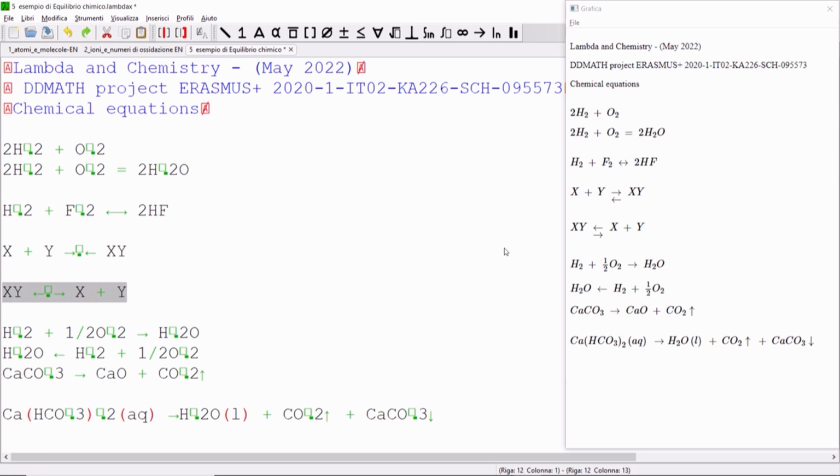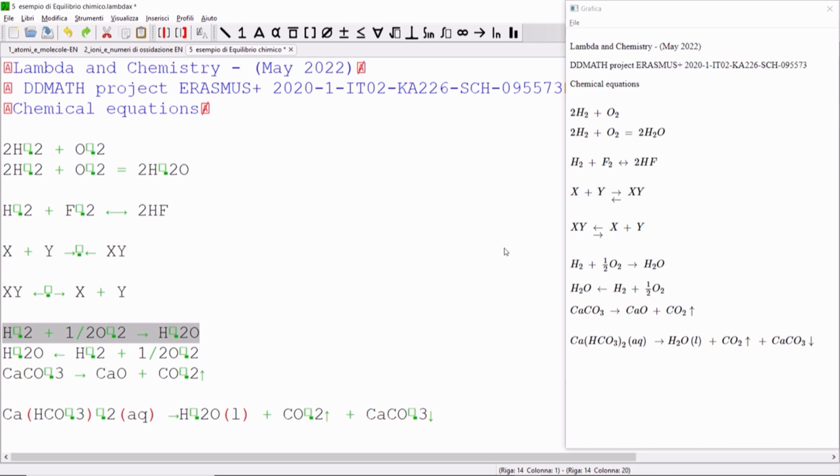Yet another example, of a synthesis reaction, direct and non-reversible. In this case only right arrow is inserted. H subscript 2 plus 1 over 2 O subscript 2, right arrow, H subscript 2 O.